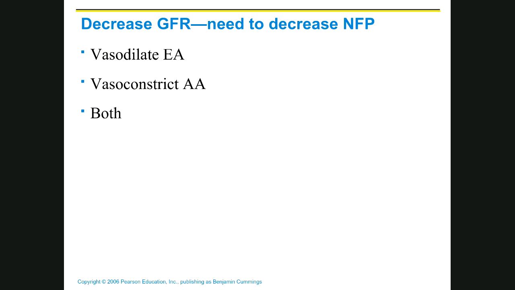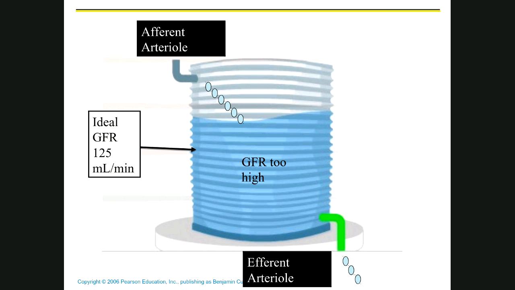But now look at this one. Here's the level I want it to be at. And it's way up here. GFR is too high. So what can I do to fix this one? Remember, this is the intake. This is where the fluid is coming in. And this is the exit. That's where it's going out. But I want it to go this way. It's too high. So what can I do?